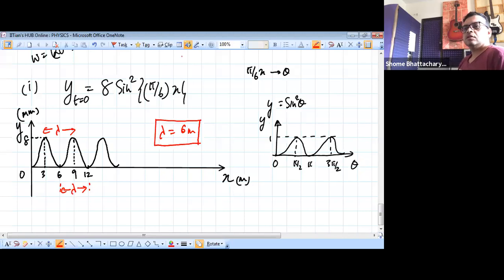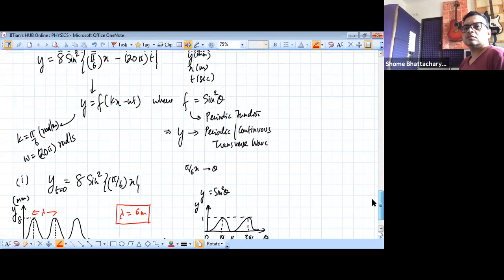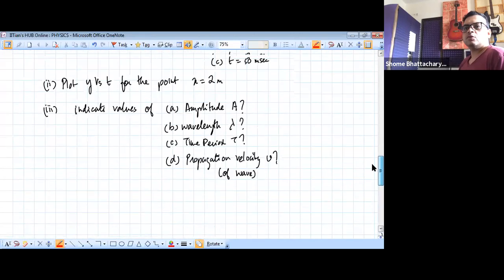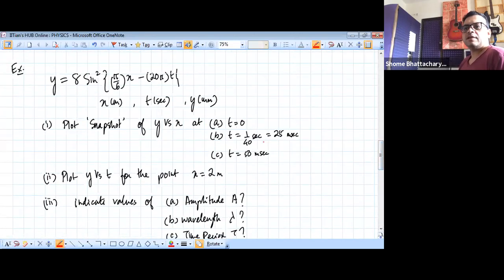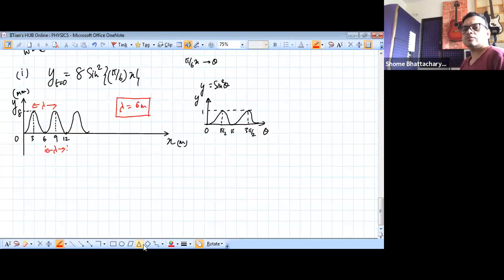Okay. Now the same thing, if you want to understand how this graph looks, or we want to understand the snapshot picture at 1/40th of a second, okay, or 25 milliseconds, or at 50 milliseconds, that is 1/20th of a second. So let's understand that also now.